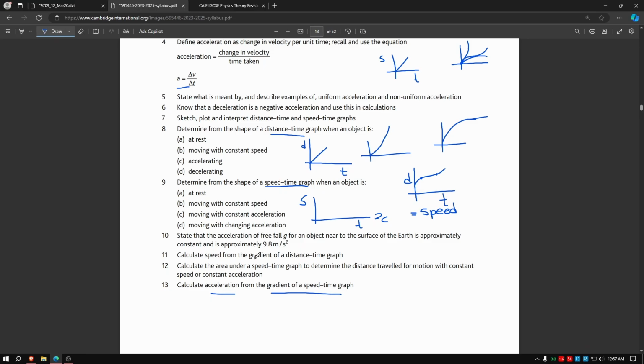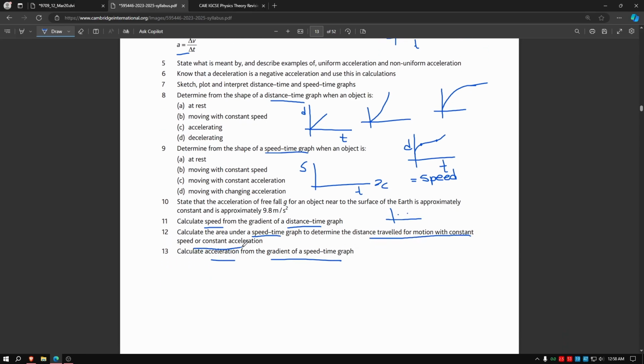And the acceleration due to gravity, we looked at that. If you are falling from any high place, gravity will accelerate you downwards. Calculate the speed from the gradient of a distance-time graph. Look at the gradient between any two points. The distance-time graph gradient gives you speed. And the area under a speed-time graph gives you what? Distance.